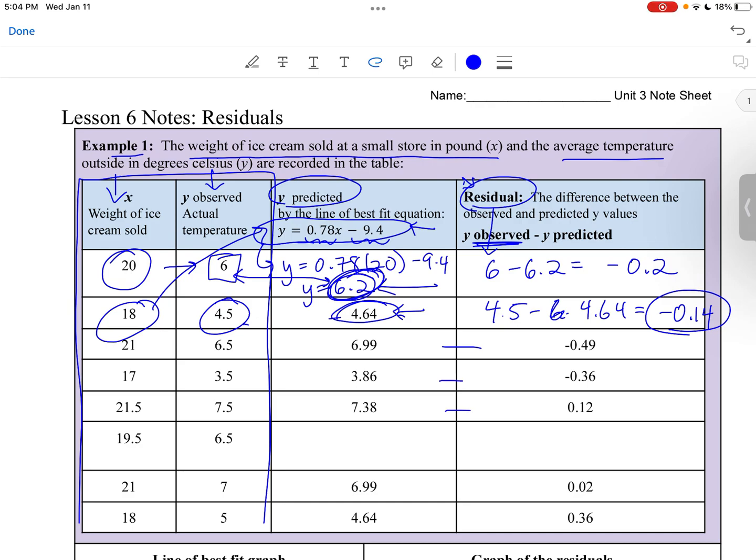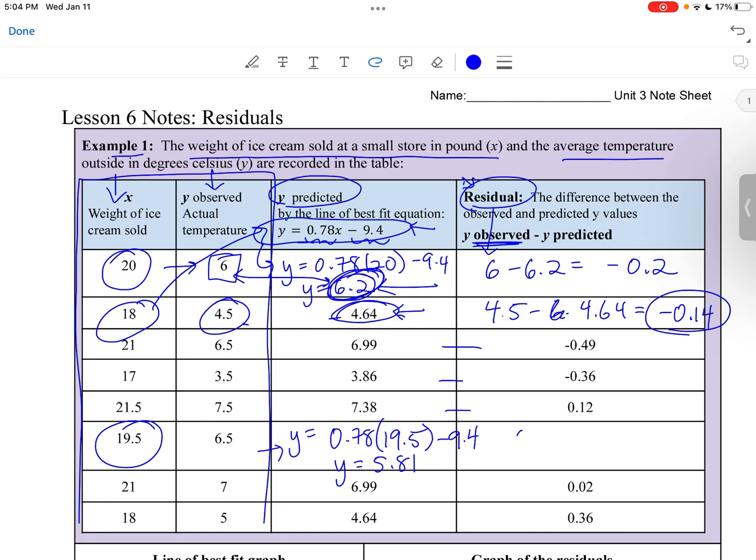Let's go down here and do this one now. We're going to figure out what is the predicted y value when x, the weight of ice cream sold, is 19.5 pounds. So we're going to say 0.78 times 19.5 minus 9.4. Plug that into our calculator and you will get 5.81.